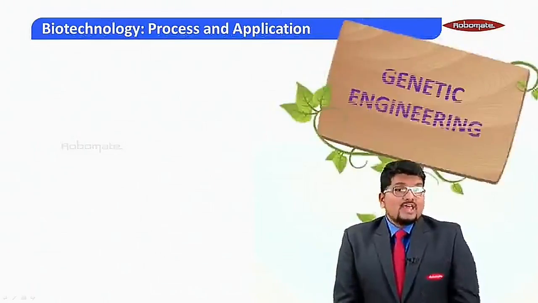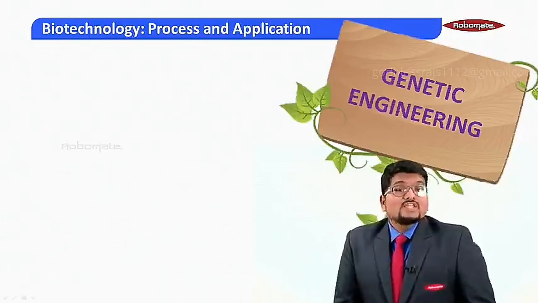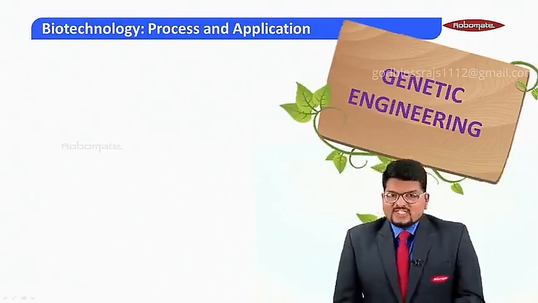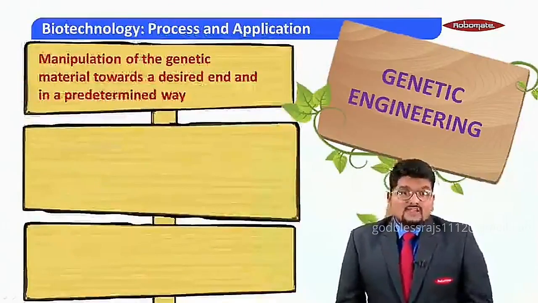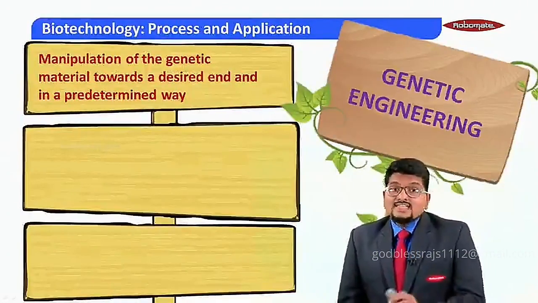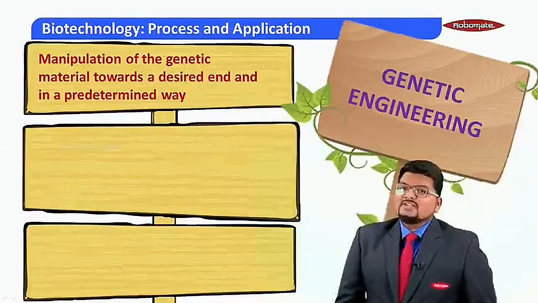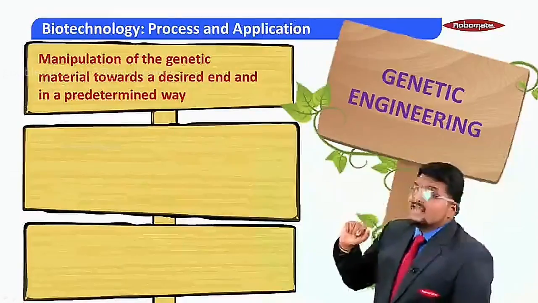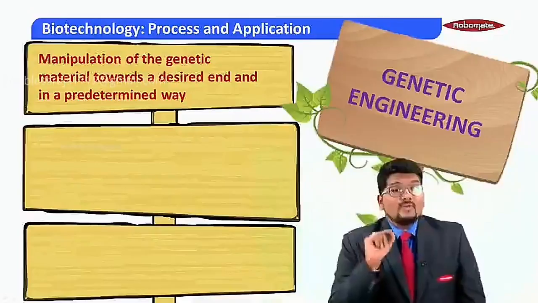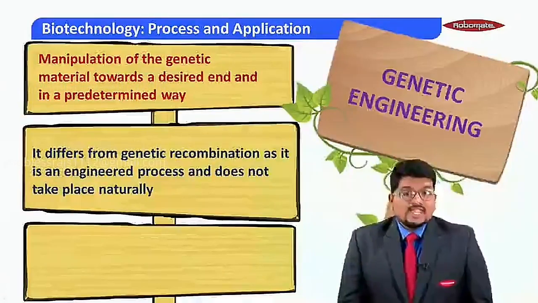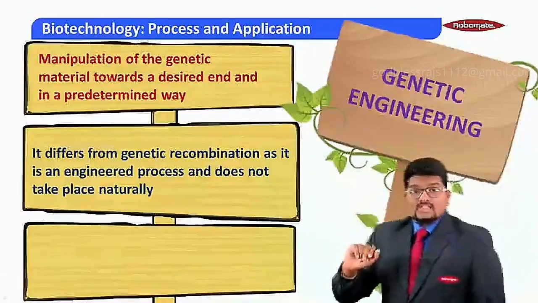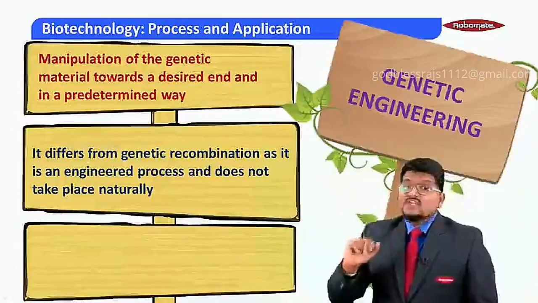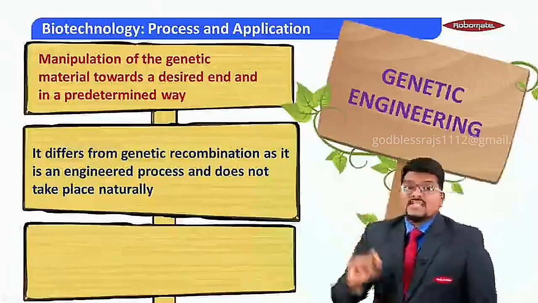So now, here what do we have? We have genetic engineering, which is the subject of this module. So genetic engineering. What is genetic engineering? It is the manipulation of the genetic material towards a desired end and in a predetermined way. Okay? So next, quality of genetic engineering. It differs from genetic recombination as it is an engineered process and does not take place naturally.